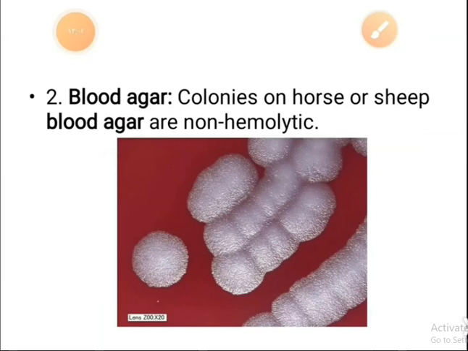So the differences between the pathogenic Bacillus anthracis and the non-pathogenic species: first, the pathogenic species is non-motile and non-hemolytic. The non-pathogenic species, like Bacillus subtilis, cereus, and the other strains, are hemolytic and motile. The pathogenic species is non-hemolytic and non-motile.